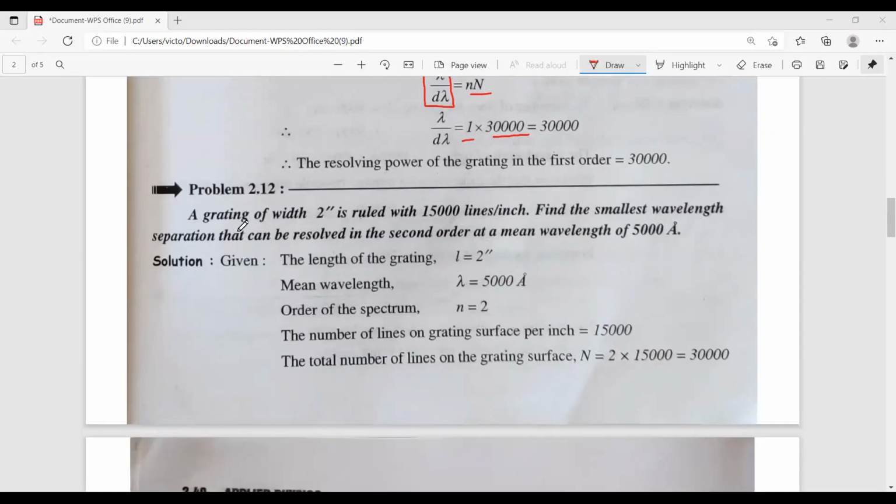Similarly, another model: a grating of width 2 inches is ruled with 15,000 lines. Find the smallest wavelength separation that can be resolved in the second order at a mean wavelength of 5,000 angstroms.